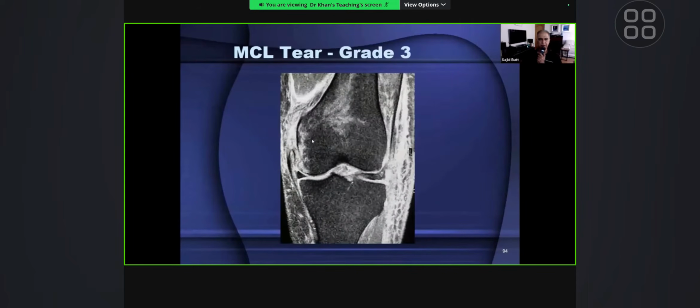And a grade 3 tear is when you've got a full thickness tear. This is the left knee joint. We can see there's a full thickness disruption of the femoral attachment of the medial collateral ligament, lots of bone bruising and soft tissue edema.